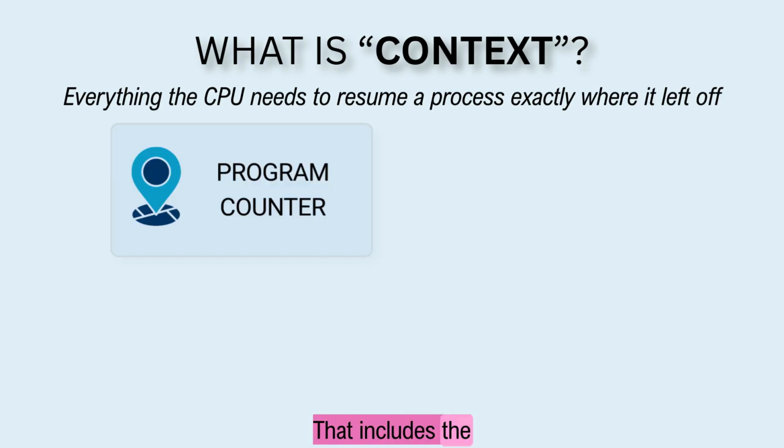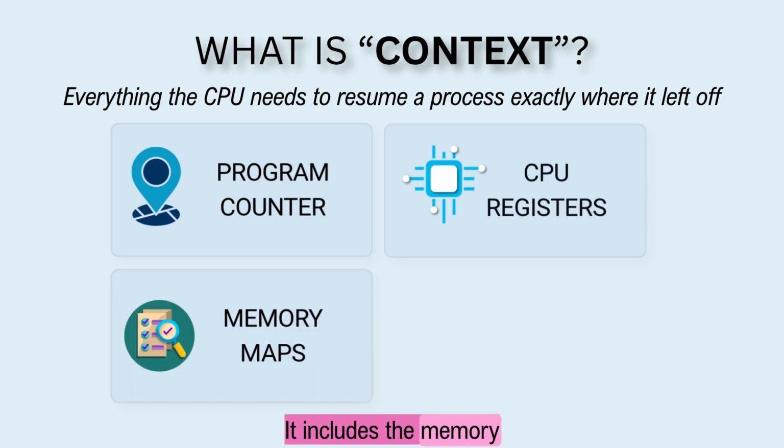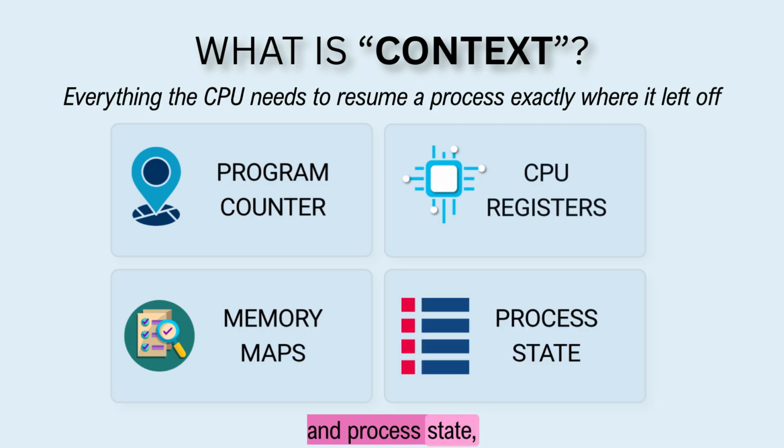That includes the program counter, which stores the address of the next instruction to execute. Next is the CPU registers. These are general purpose registers, the stack pointer, and the status flags. It includes the memory map that contains the mapping between virtual addresses and physical pages, and process state, like whether the process is running, waiting, or ready.